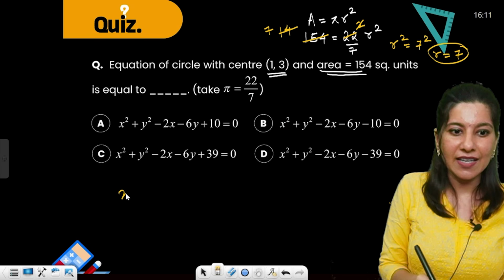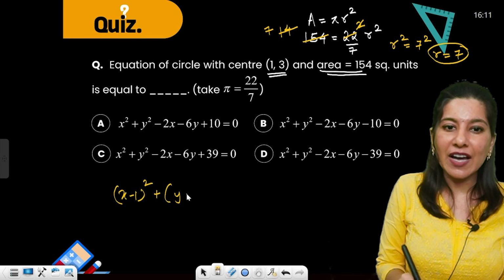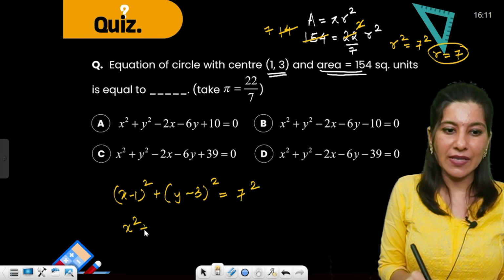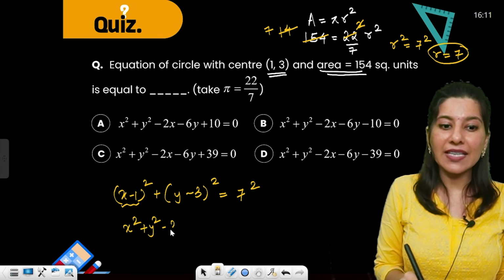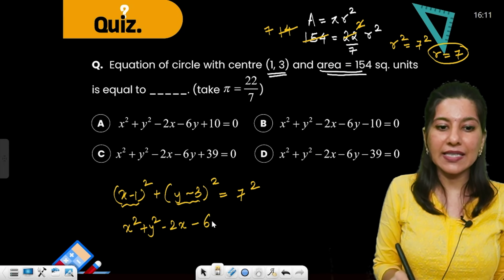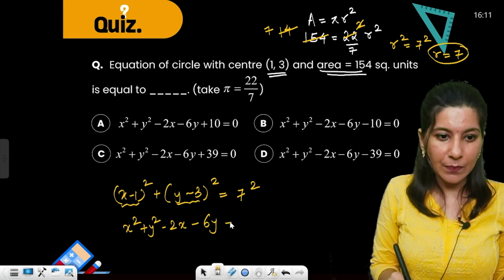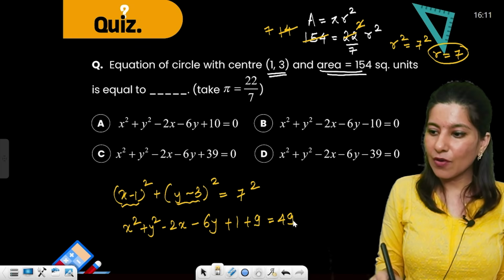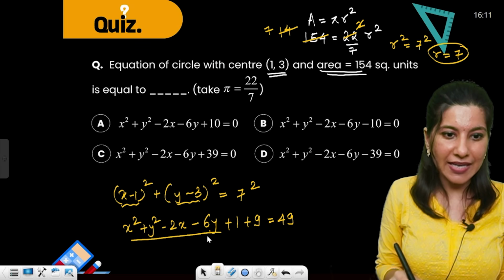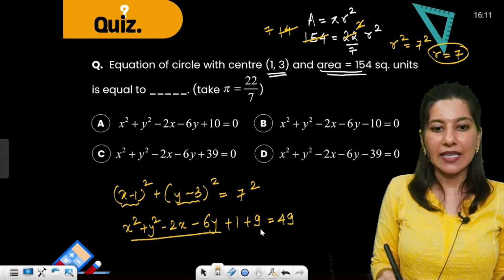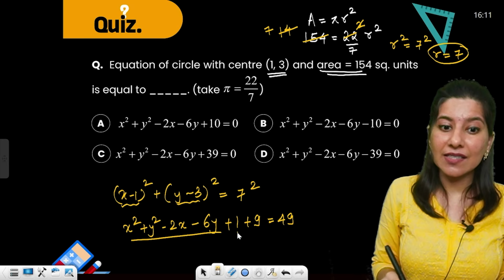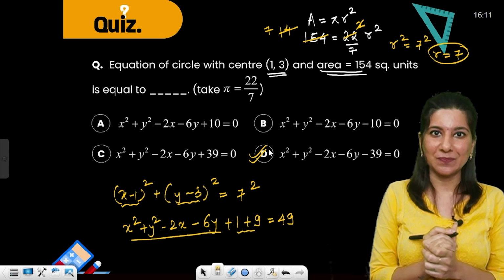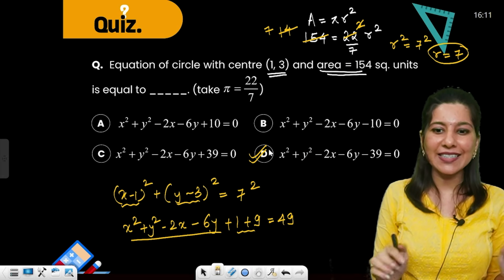Center is (1, 3). Very easy. (x − 1)² + (y − 3)² = 7². So x² + y², from here we get minus 2x, from here minus 6y, and plus 1 plus 9 equals 49. So from here x² + y² − 2x − 6y is clearly visible. Then you have 10 − 49, which is −39. So clearly option D is absolutely right. If you solve it, you will get option D. I hope that this is clear.